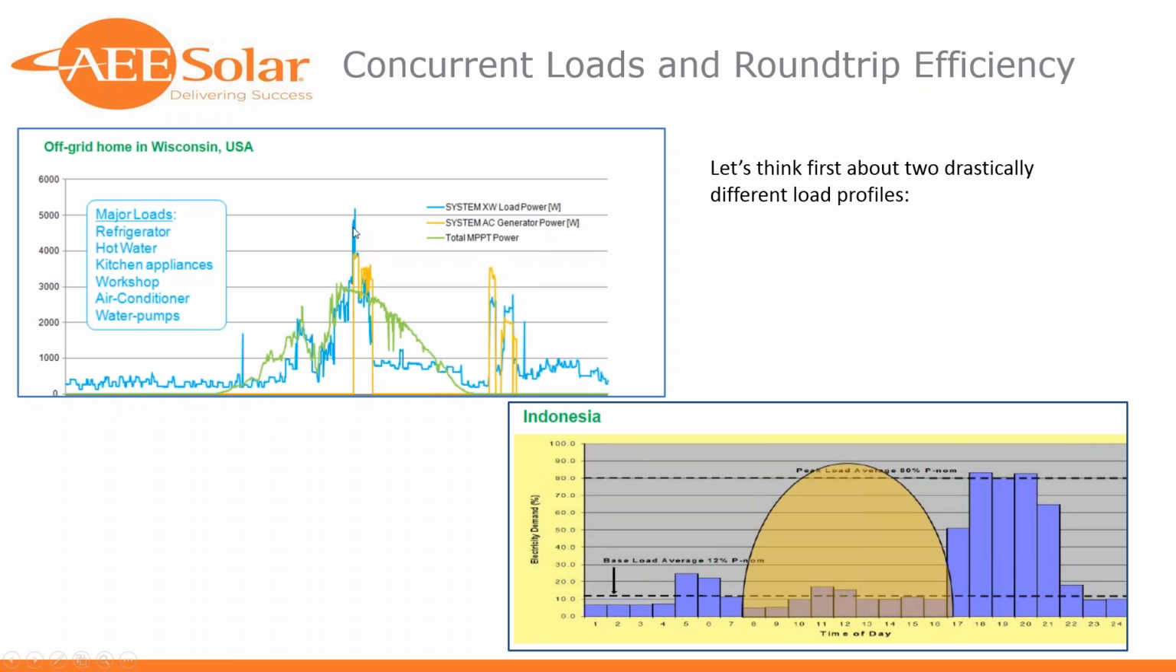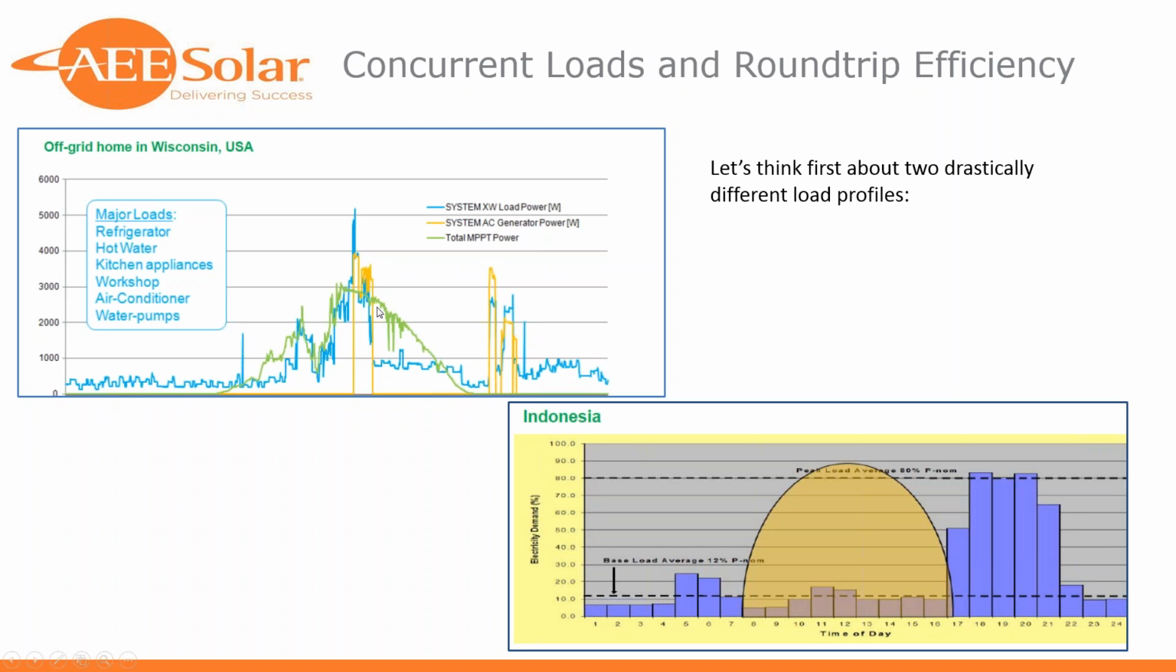We've got a spike here around midday that I'm not sure what that is. Maybe it's a tea kettle, maybe it's the air conditioner, I'm not sure. Loads drop, and you see here the generator kicks on. Loads drop off and they remain relatively stable through late afternoon.